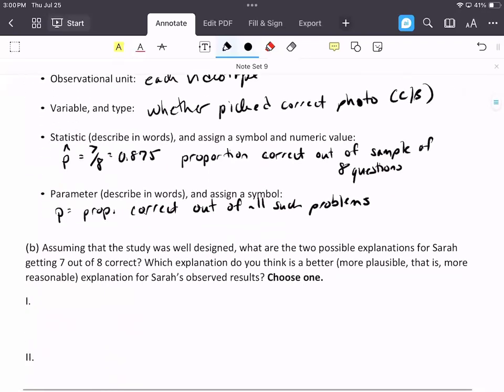Now, assuming that the study was well designed, what are 2 possible explanations for Sarah getting 7 out of 8 correct? Well, what's one explanation? If you think about it, could she just be guessing and got lucky? Sure. She's choosing randomly, and she got lucky.